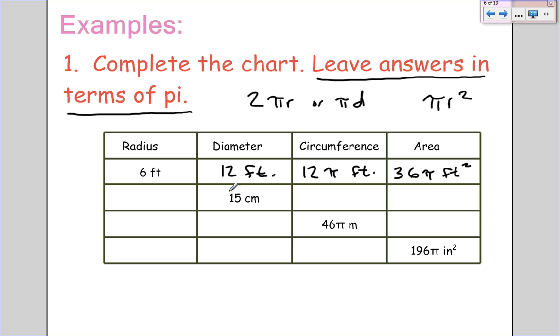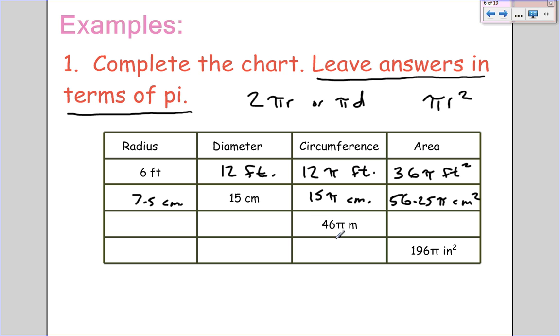Let's see how you did. So the diameter is 15 centimeters. The radius is 7.5 centimeters because the radius is half the diameter. The circumference would be 15 pi centimeters. And the area would be 7.5 squared, which is 56.25 pi centimeters squared. Don't forget the pi or else it's wrong. Because what we're really saying is 56.25 times pi.